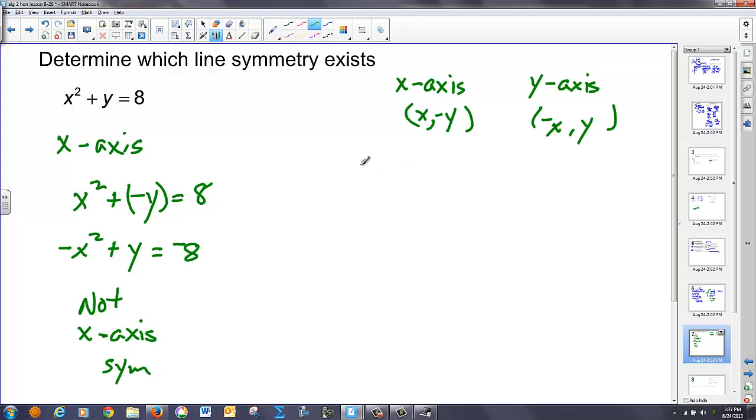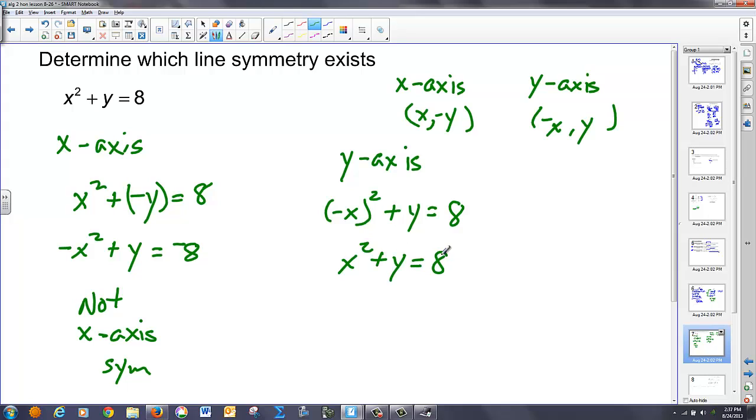We can check for y-axis symmetry once again. By moving from x to negative x, keeping y the same, you'll notice negative x squared is x squared plus y equals 8. Comparing that with our original, we notice they're the same. Therefore, this is y-axis symmetric.